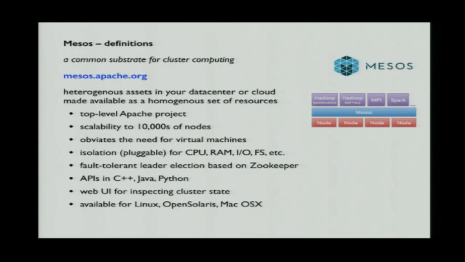So Mesos became a top-level project in Apache this summer. And it's very configurable. You can get isolation for CPU, RAM, network, file system, but you can also use ad hoc resource tags to have isolation for, say, rack locality or dispersion across different racks, et cetera.